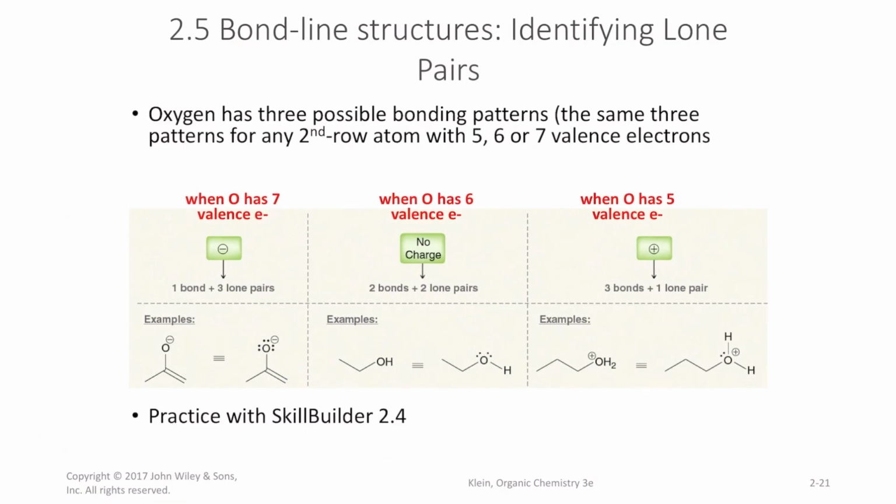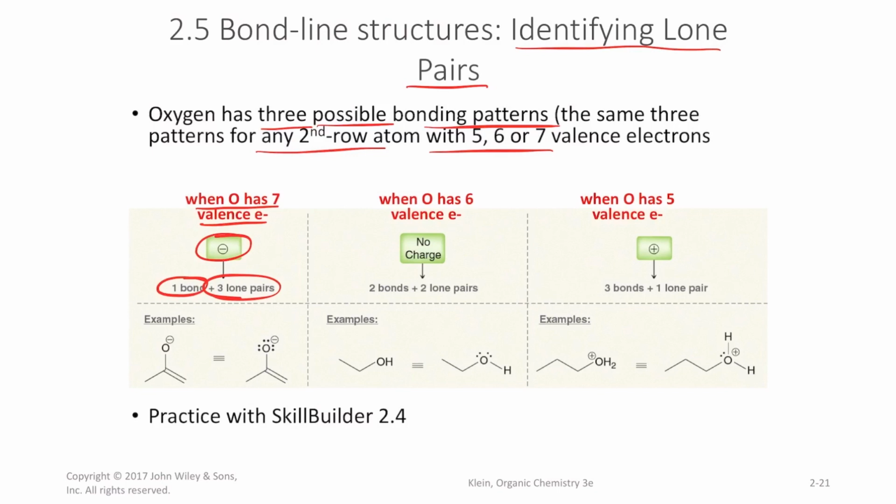So now, how do you identify the lone pairs depending on the atom? Oxygen has only 3 possible bonding patterns, and the same 3 patterns apply to any second row element with 5, 6 or 7 electrons. So if oxygen has 7 valence electrons, it has one bond and 3 lone pairs. That means that there is a negative charge there. So this is the idea behind it. Whenever you see a negative charge, remember that it has one bond and 3 lone pairs.